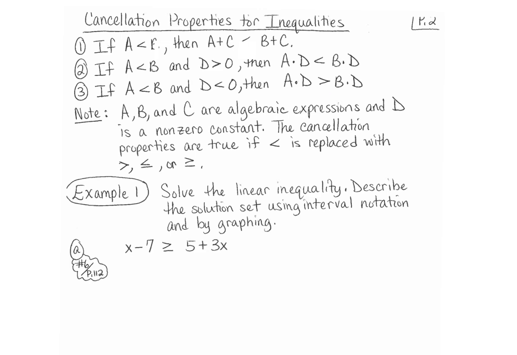Important. So notice that if d is negative and you have a is less than b, then the symbol is reversed. Okay? So if a and b are algebraic expressions and d is a non-zero constant, then the cancellation properties 1 through 3 are true if you replace less than with greater than, less than or equal to, or greater than or equal to. Okay, so let's look at an example.